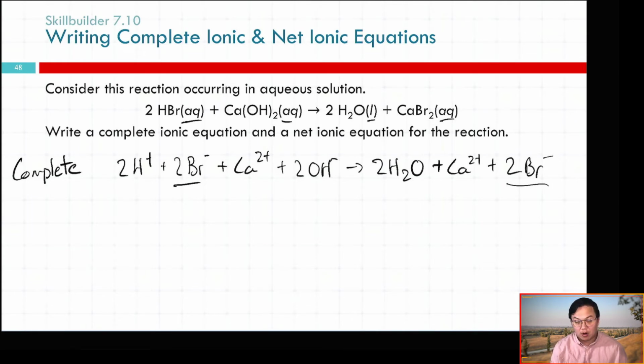You would keep it as Br2 if for some reason, and I don't know if this is relevant for ionic equations like this, you somehow evolved bromine gas. The rule applies from before, right? If we have Br2 gas, since it's a gas, we don't break it into its constituent ions, just like we don't for liquids or solids.